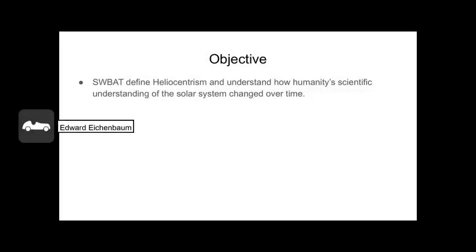That takes us to today's objective. Students will be able to define what heliocentrism is and understand how humanity's scientific understanding of the solar system changed radically over time.